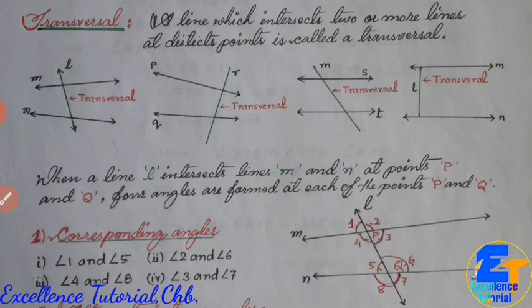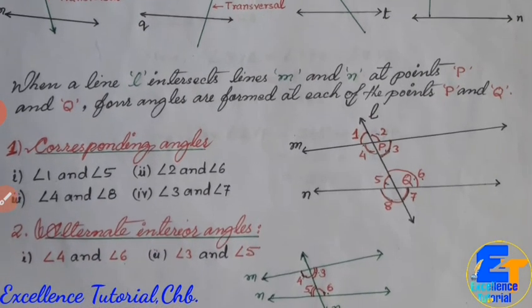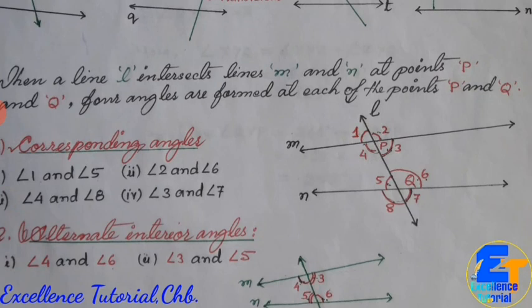Now we come to know that when two lines are intersected by a third line or a transversal at two different points, at each point four angles are formed, and the four angles thus formed can be categorized or named as corresponding angles and alternate angles. Alternate angles can be divided into two types: alternate interior angles and alternate exterior angles. Now let us see how we can identify the corresponding angles.